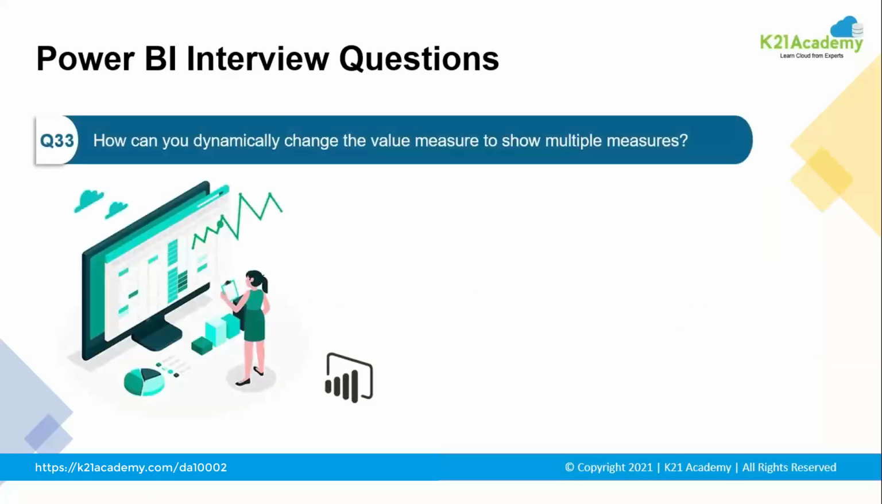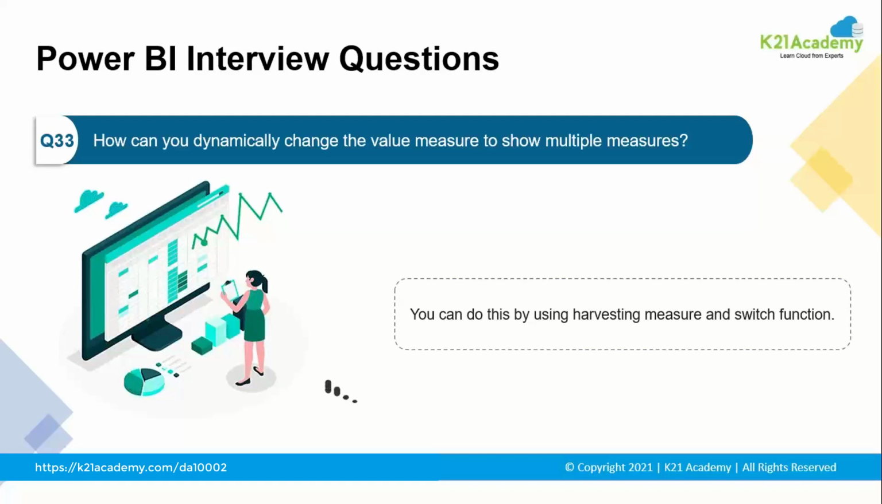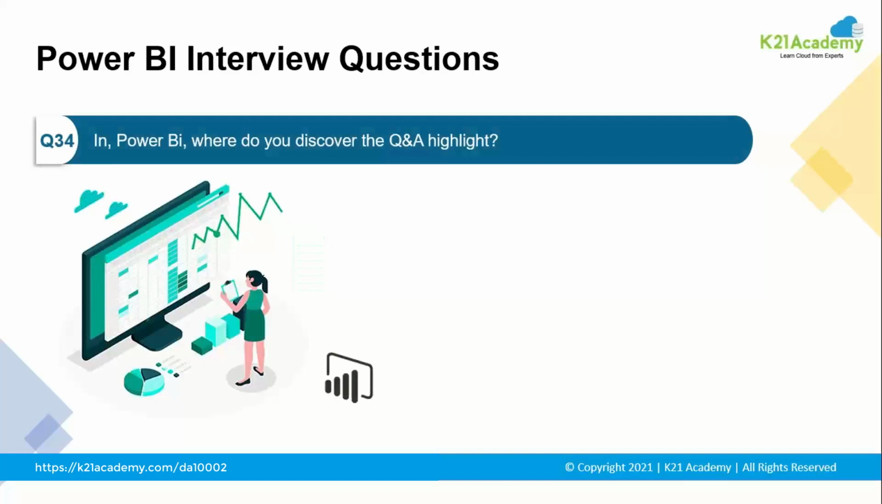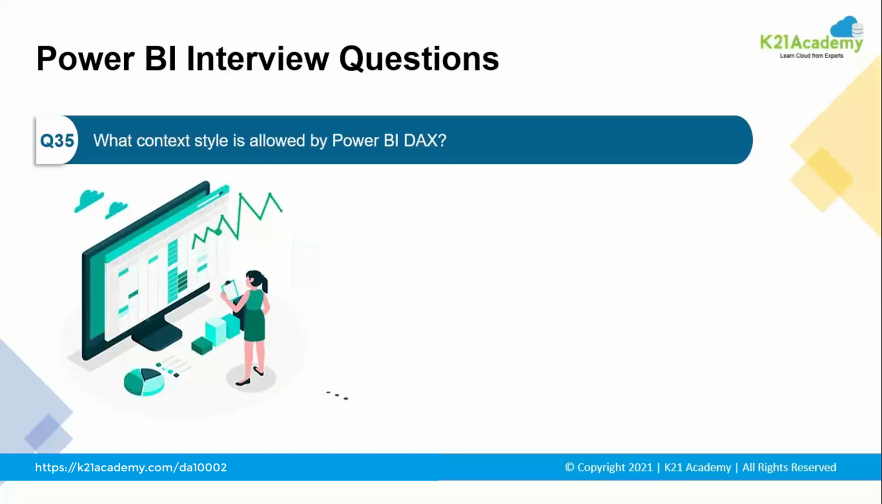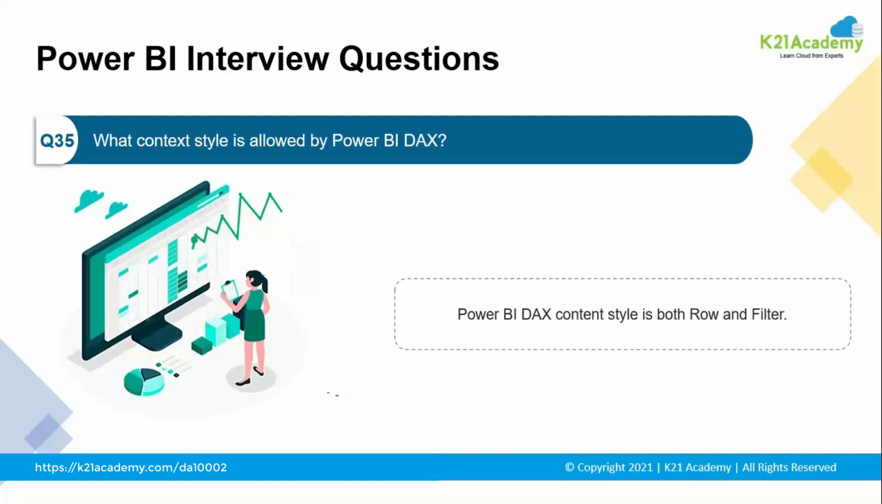Moving on to the next question, how can you dynamically change the value measures to show up multiple measures? So what you can do here is use harvest measures with the switch function. Then in Power BI, where do you convert Q&A highlights? Alright, so you will get the highest point of a report in Power BI. Moving on to the next question, what context style is allowed in Power BI Desktop or Power BI DAX? So Power BI DAX context style is both row and filter.